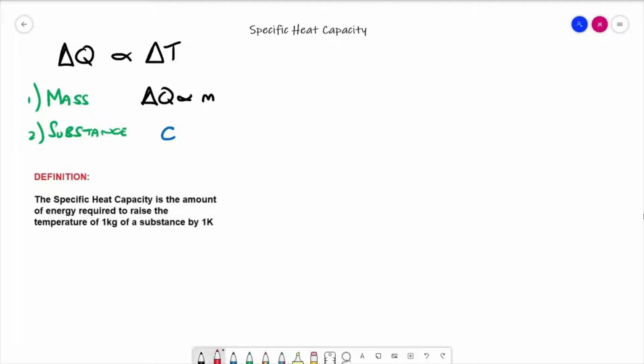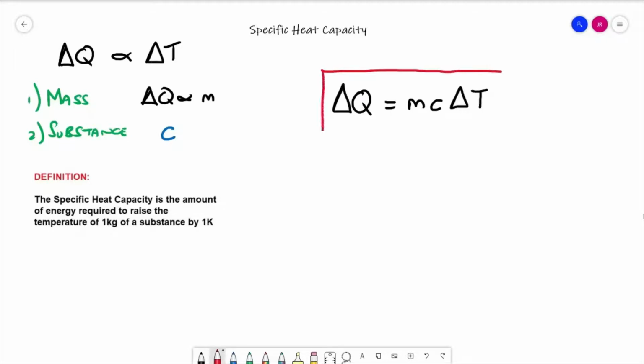Bringing this all together, as we said then, we're going to end up with the equation delta Q is equal to, well, obviously we need the mass on that side of the equation to make delta Q proportional to the mass. At that point we can put the constant, the specific heat capacity in, and obviously finally we can put the change in temperature in, and there then is the specific heat capacity equation.